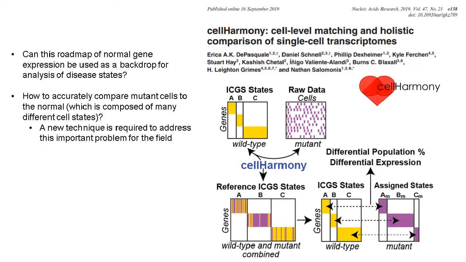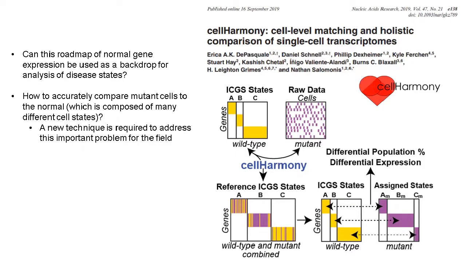terminal granulopoiesis. And so to address this, Nathan Salomonis has developed the cell harmony algorithm, which uses predefined ICGS states in, for example, our wild type cells, and the newly captured mutant cells will be classified using these established ICGS states. And this allows you to make accurate comparisons to identify differential population changes in the mutant, as well as differential expression.